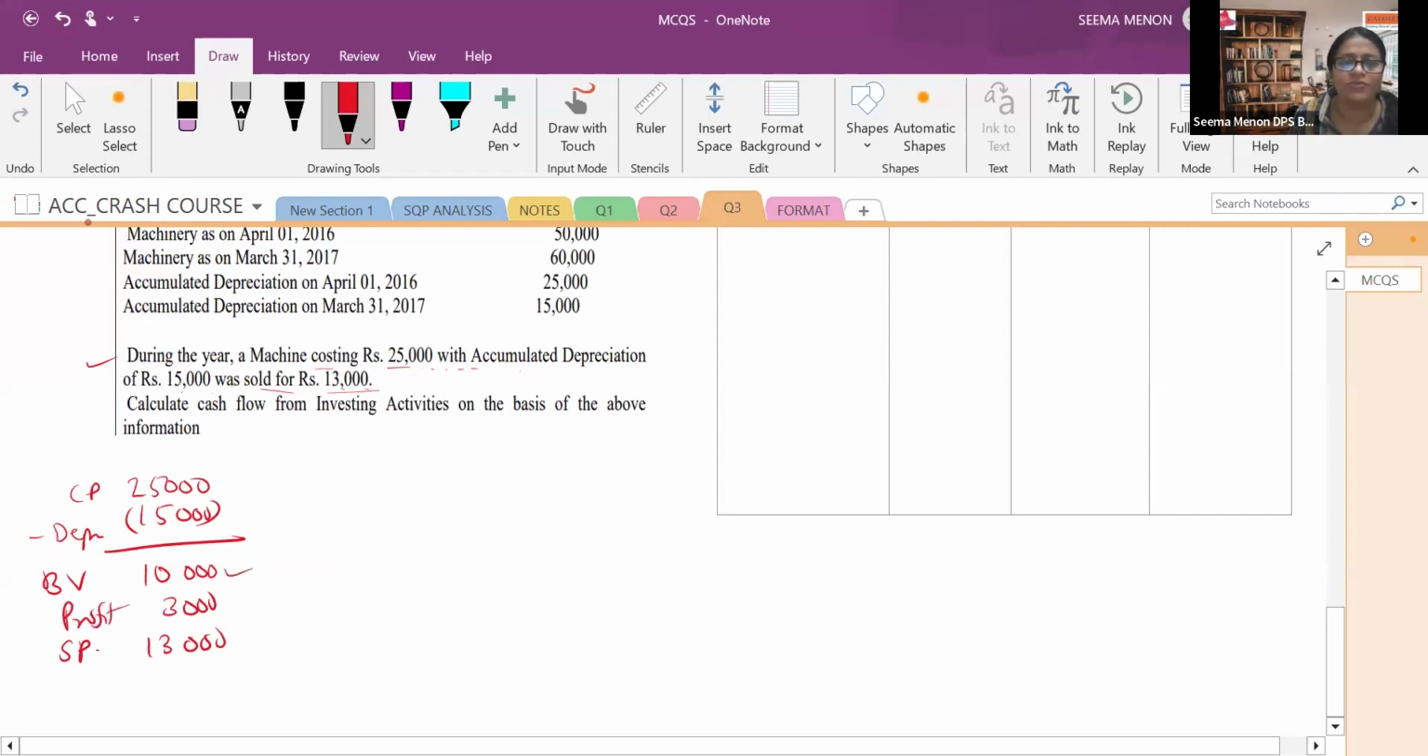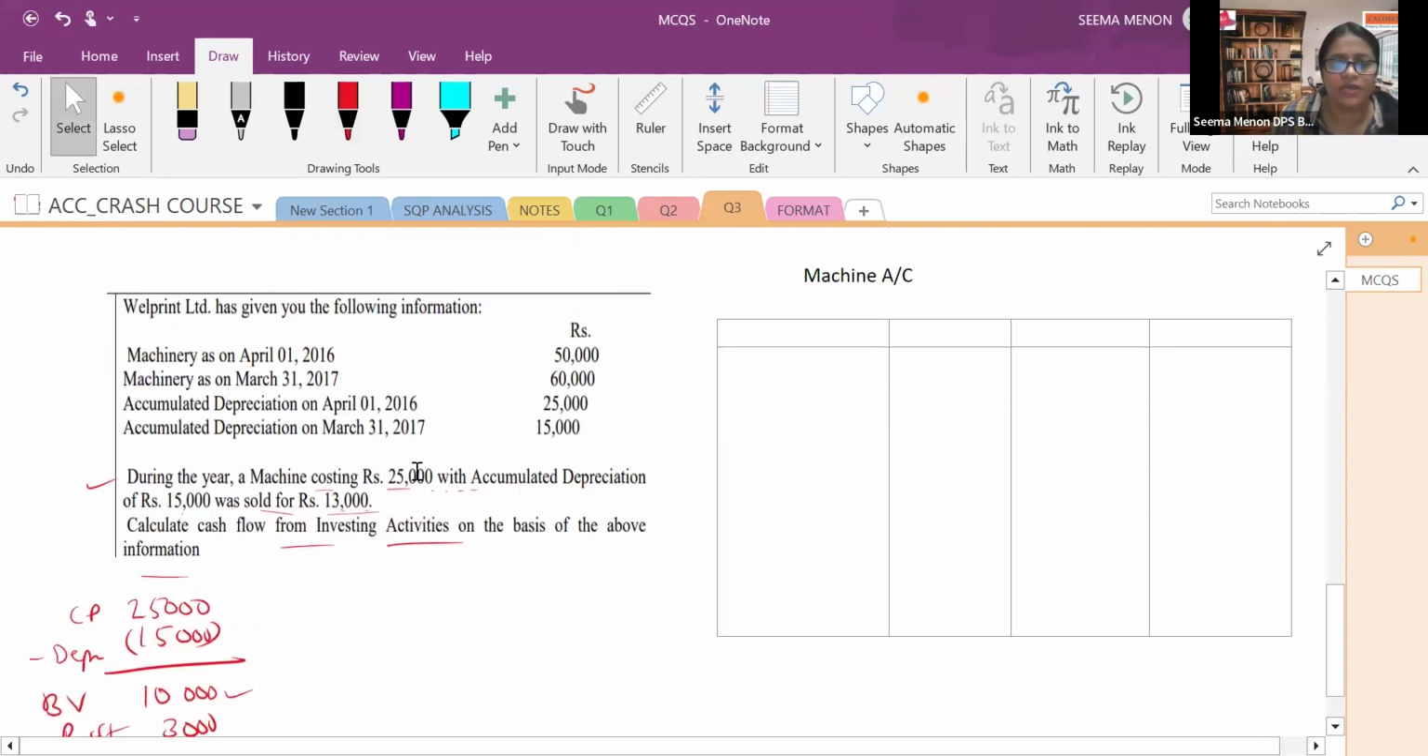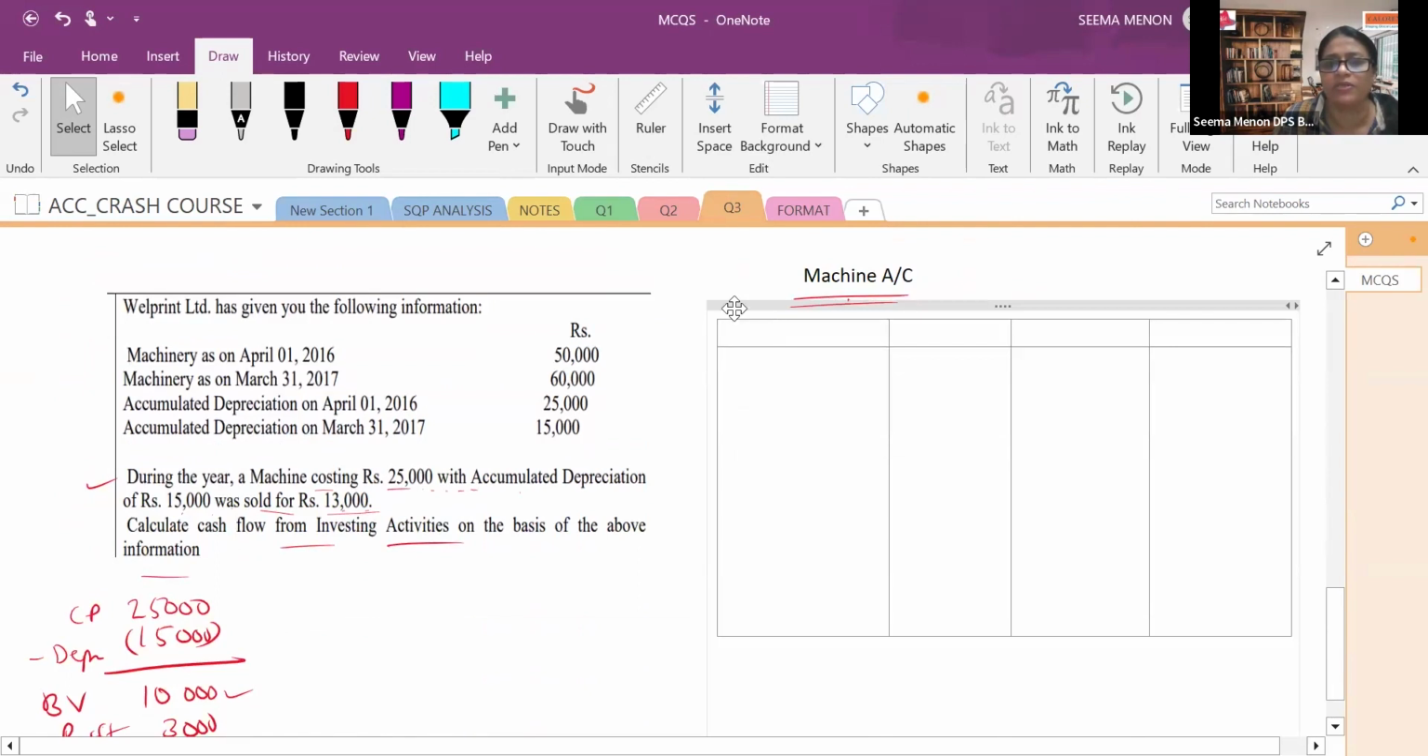Because the book value, the price of the machine after subtracting depreciation, is 10,000. Sales price is more than the book value. So there will be a profit of 3,000. The question is: calculate cash flow from investing activities on the basis of the above information. In this case, you need to prepare the accumulated depreciation account and machine account. Machine account is already made by me, and if you want, you can prepare the accumulated depreciation account also. But for a 3-marker question, it is not necessary.